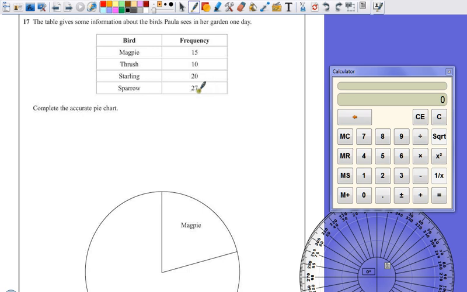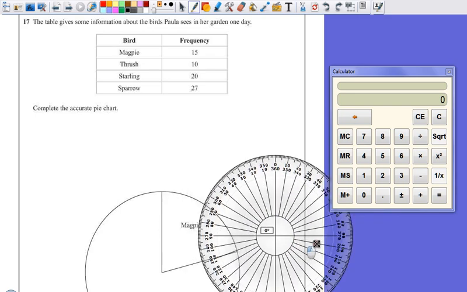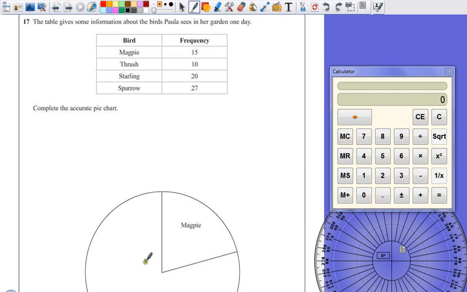Okay, so a circle, I mean a protractor can help us out on this one, has 360 degrees. So we know that altogether our numbers have to add up to 360. But how many birds did Paula see? So if we add all of those up, 15, add 10, add 20, add 27, means that she saw 72 birds.